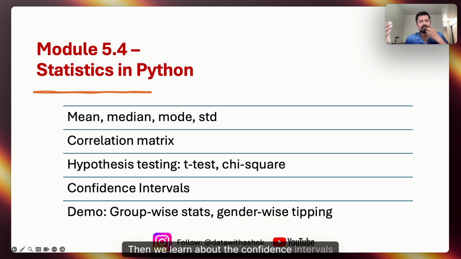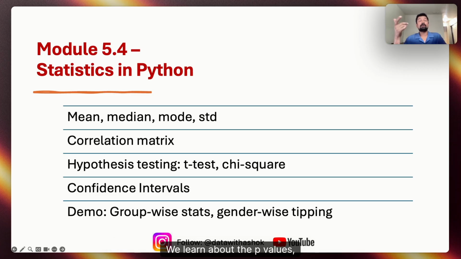Then we'll learn about confidence intervals. That is also very, very important for deciding on outliers and all those things. And then lastly, we'll go for group-wise tests, gender-wise stratification, and all those things. So those kinds of statistics that we have discussed here, we will discuss each and everything in detail.